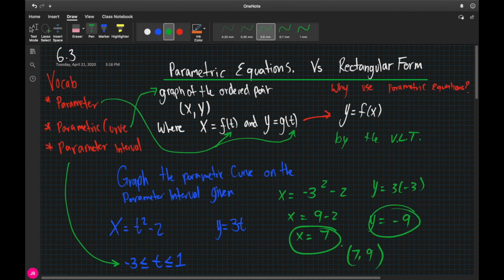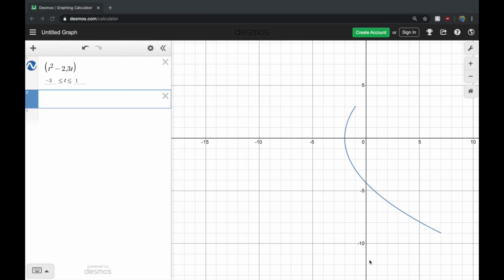And if we go back to this, we can see that the value (7, 9) should be a point on my parametric curve. And as you can see, it is. So you can see it starts here and then goes this way.